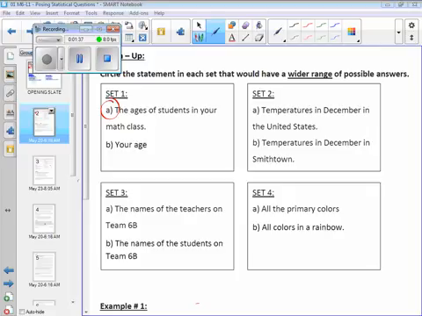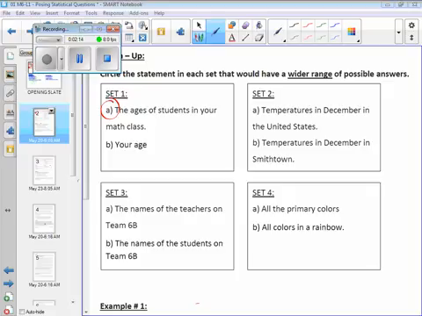What about set 2? Temperatures in December in the United States. It should be what? What does it say on your sheet? December 15th. Does it say December 15th on yours? Because I have different versions coming out. Some just say December, and some say December 15th, right? Which one do you have? Just December. How many have no December 15th? Okay, hands down. How many say December 15th? It'll still be the same answer.